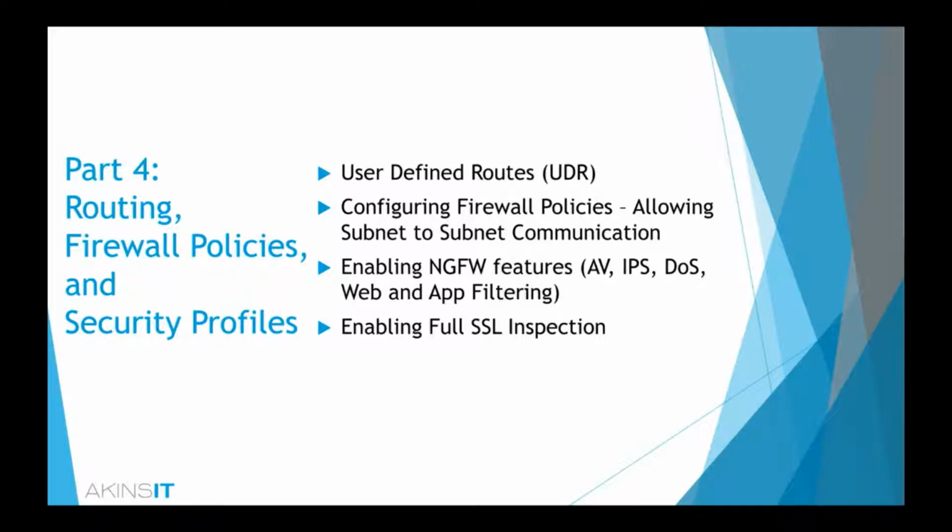So next is actually enabling the NG firewall features. So things like antivirus and IPS for my outside to inside rule to my servers, denial of service policies, which the FortiGate has built into it as well. And of course, web and application filtering, or at least to have that visibility into what's flowing in and out of your environment. And then next is enabling full SSL inspection, which is also known as deep packet inspection.